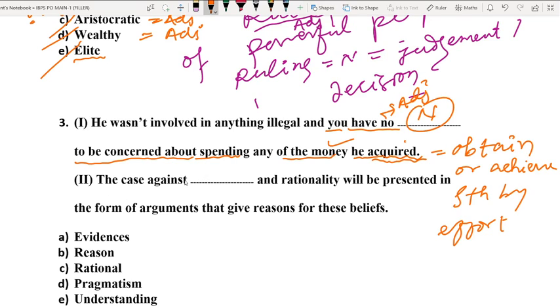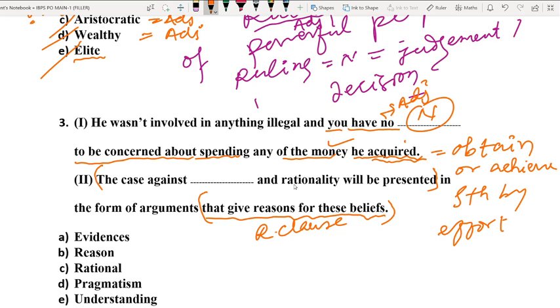As you can see, the case against dash and rationality will be presented in the form of arguments that give reasons for these beliefs, right? As you can see, there are two clauses in the sentence. This is an adjective clause, as I told you some time back, or you can say it's a relative clause. And now the main clause starts from this part and ends here after presented.